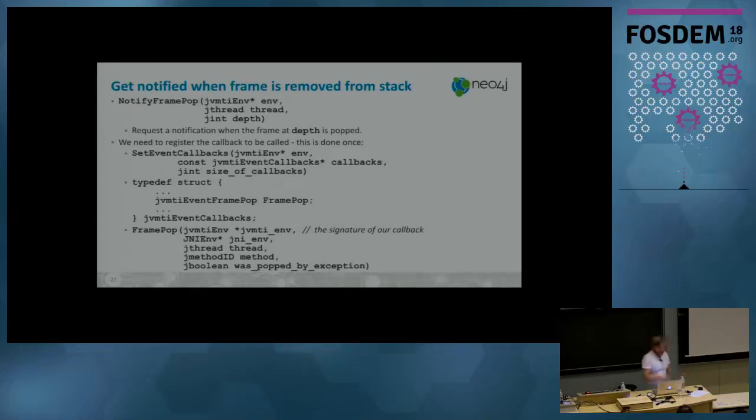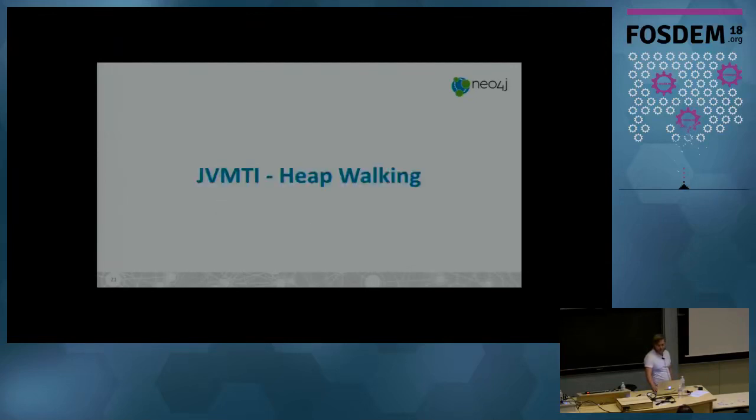And the frame pop callback is registered. There's one global callback that you register for your agent. And when that frame is popped, you get a callback that tells you which thread and which method, and if it was popped by exception or a normal return. So this allows us to introspect, by calling this from JNI, we can inspect the call frames of any Java code from regular Java code, which is pretty neat.